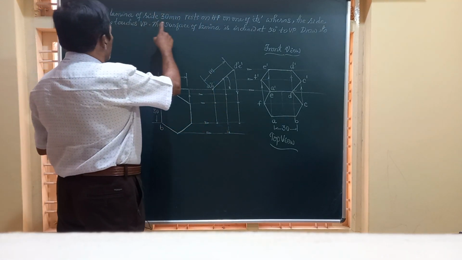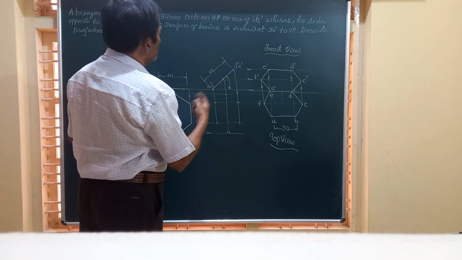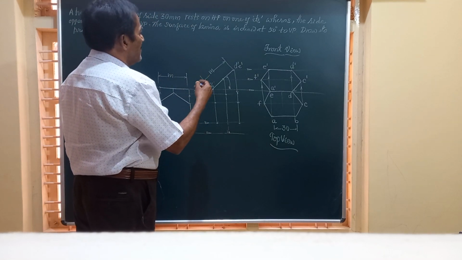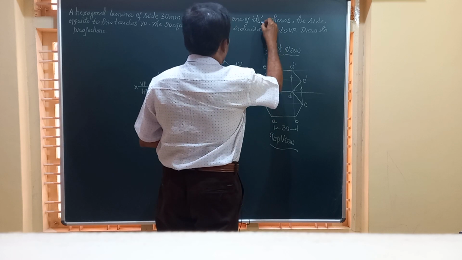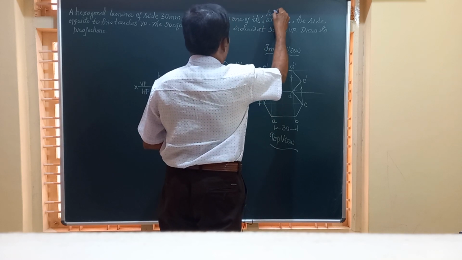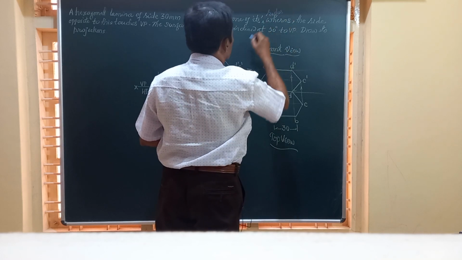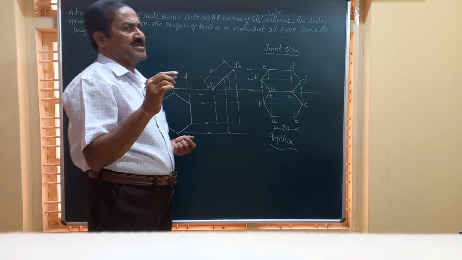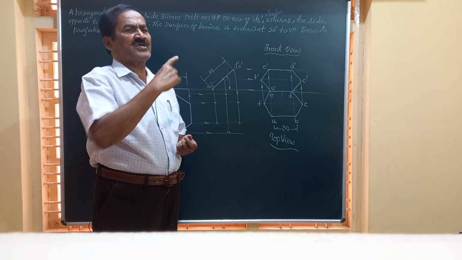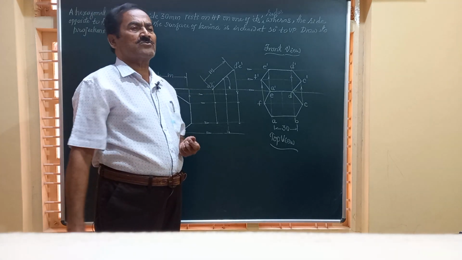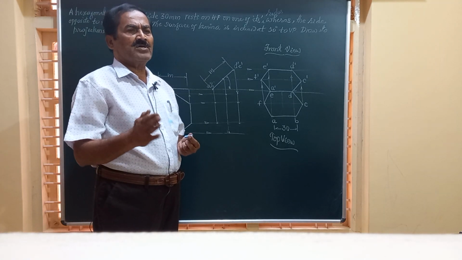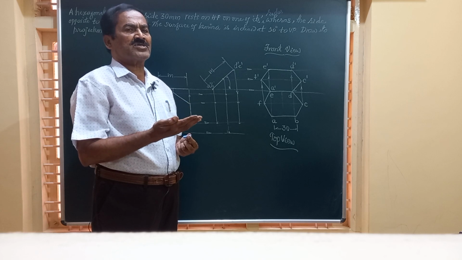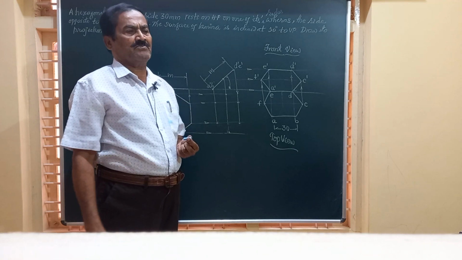A hexagonal lamina of side 30 mm rests on HP on one of its sides, whereas the side opposite to that touches VP. Friends, after reading the first line in the question, it is confirmed that the lamina is going to rest on one of the sides on HP.